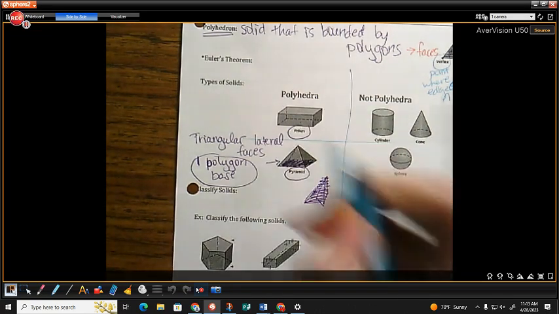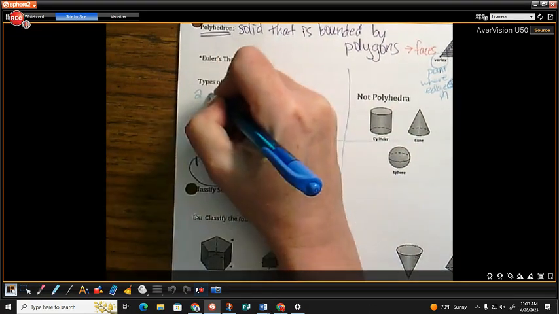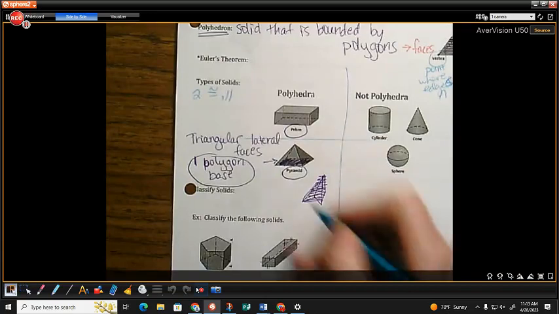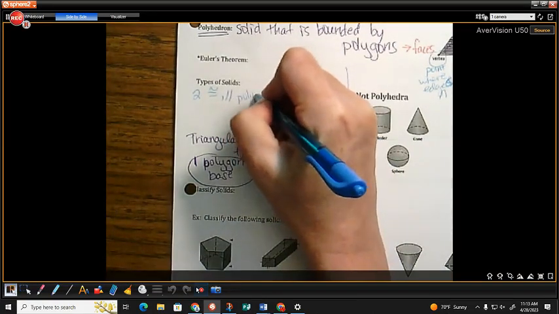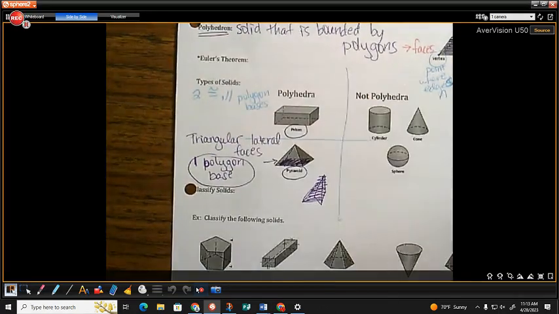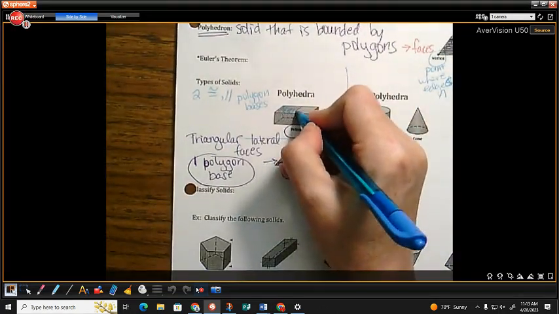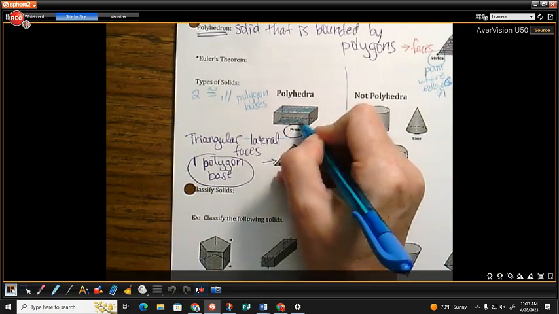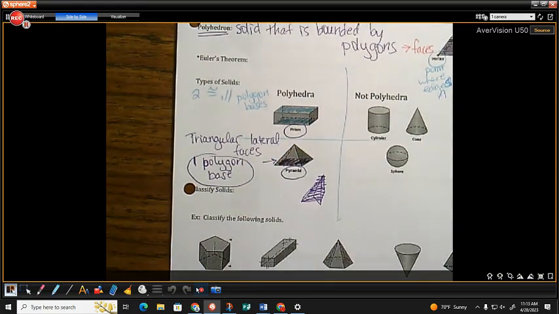It has 2 bases, as a matter of fact. So it has 2 congruent parallel polygon bases. Sure. So I've got this one on top that is congruent and parallel to that one on bottom.